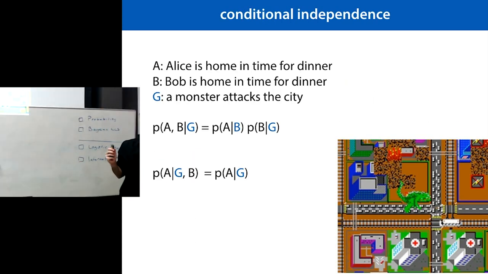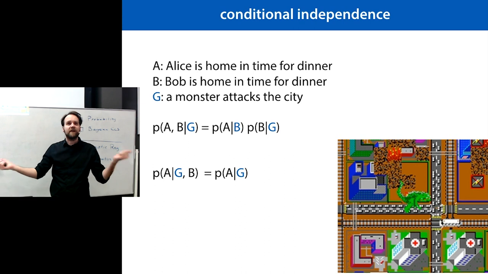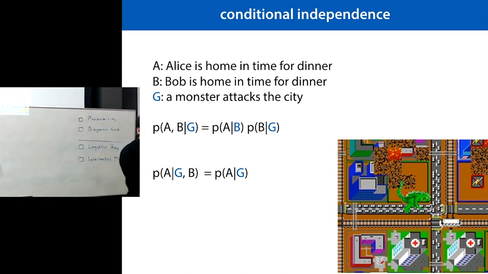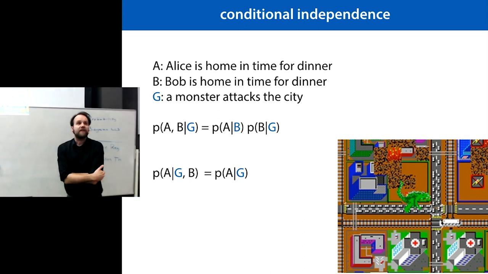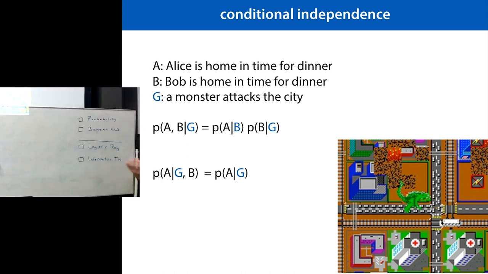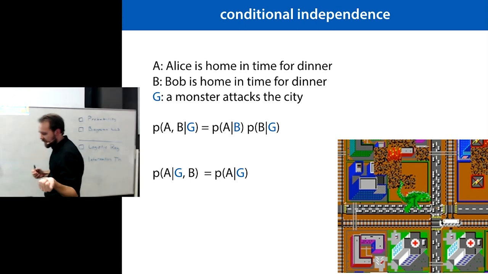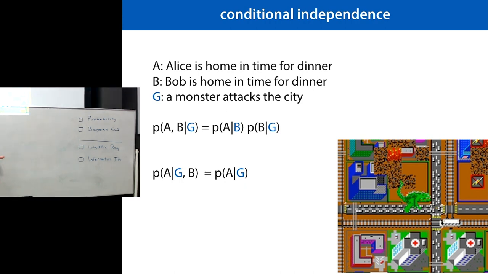So, conditional independence. We have a big city. Alice and Bob live on separate sides of the city, so they're not very influenced by each other. And we want to know if, when they go back from work, they are home in time for dinner. Like I say, they live in separate parts of the city, and different parts of the city have different types of traffic. So if we know that Alice is late for dinner, it doesn't really tell us anything about whether or not Bob is late for dinner.